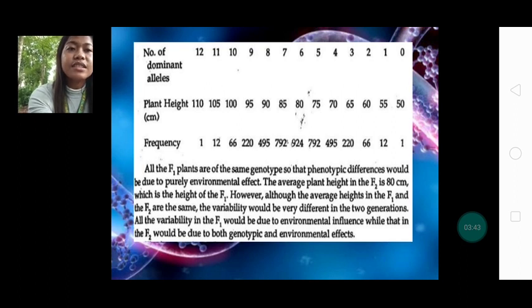All the F1 plants are the same genotype, so that phenotypic differences would be due to a purely environmental effect. The average plant height in the F2 is 80 cm, which is the height of the F1. However, although the average height in the F1 and the F2 are the same, the variability would be very different in the 2 generations. All the variability in F1 would be due to environmental influence, while in the F2 it would be due to both genotypic and environmental effects.